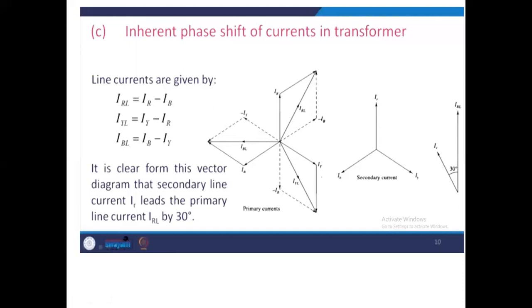However, if I just look at the current IRL, then this IRL is nothing but, from this point, if you mirror IR minus the current available from B phase, that is IB. So this IRL is nothing but IR minus IB. If I draw a vector diagram for IRL, then it is IR minus IB. So plus IB is here, and minus will be over here.